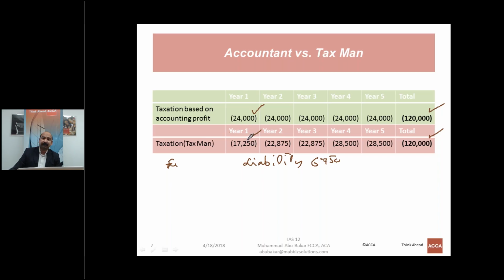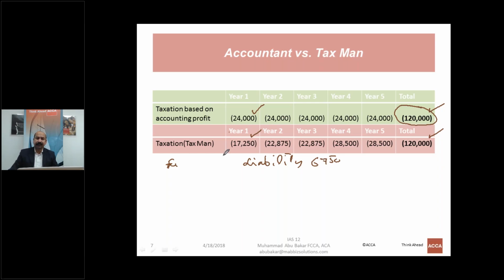Currently, they are asking for 17,250, but in fact, the liability should be 24,000, which can be seen from the figures in the future, which is very clear from the overall scenario that at the end of the day you will be paying 120,000. So this means the difference is the liability. This is the simple liability as per our accrual concept.